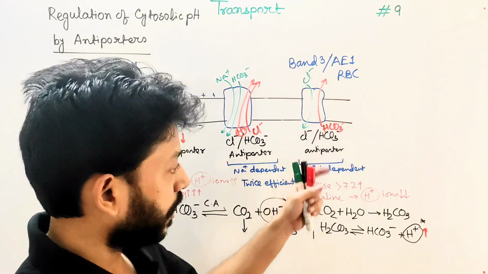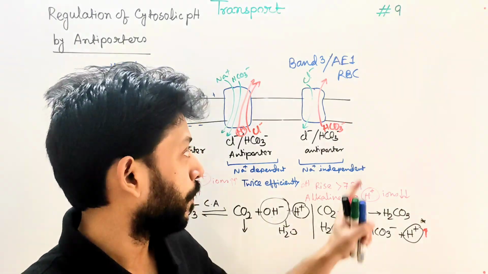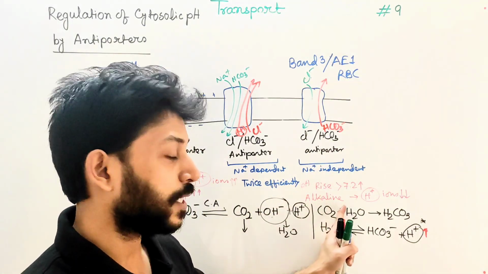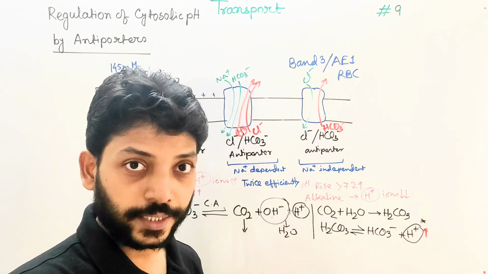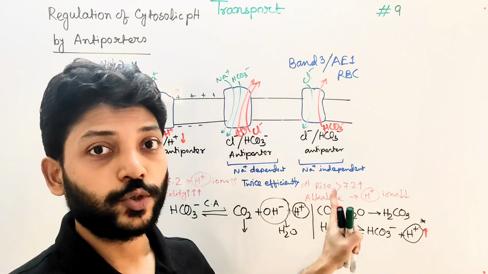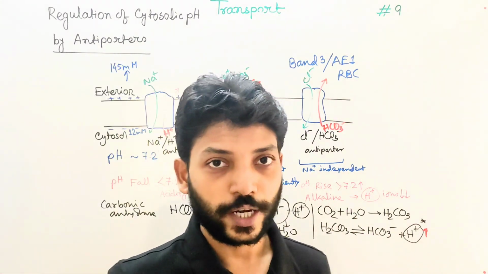Now this antiporter also helps in carbon dioxide transport by red blood cells. This antiporter not only maintains the pH of the cells, but in the case of red blood cells, it also helps in the transportation of carbon dioxide. How it occurs, I will also discuss in my next video.